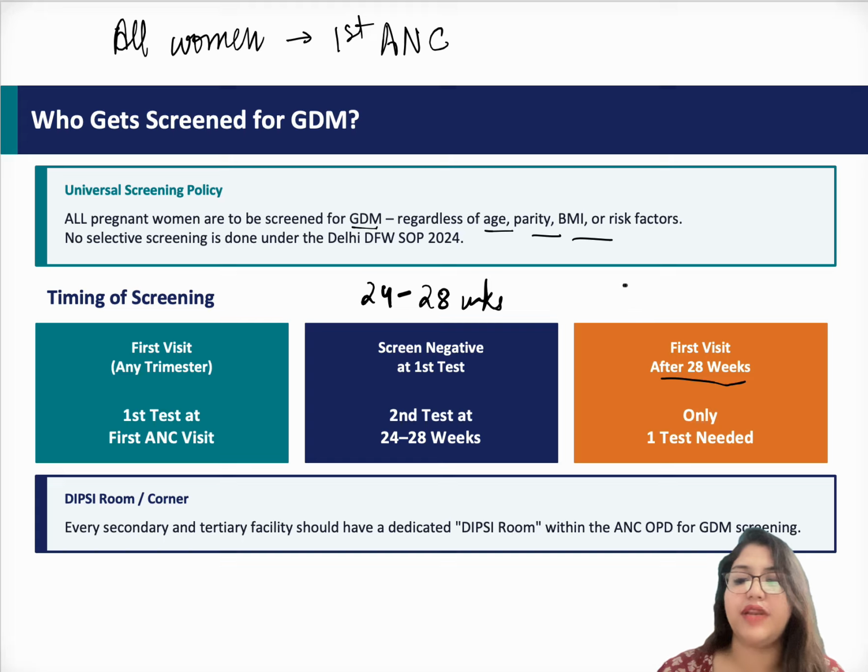Suppose she has come around 22 weeks, then the time difference between the two tests needs to be 4 weeks. Every secondary and tertiary facility should have a dedicated DIPSI room within the ANC OPD for GDM screening.